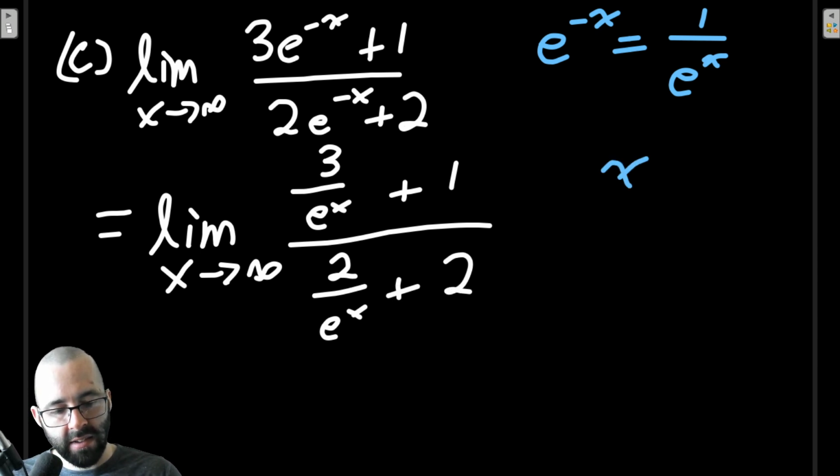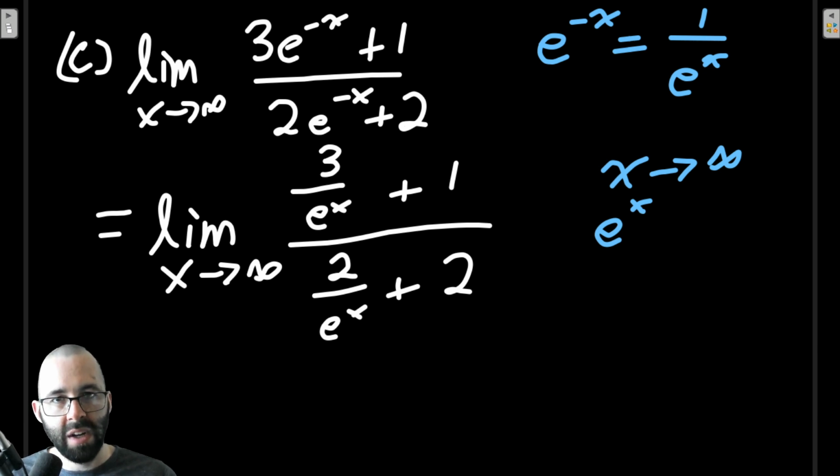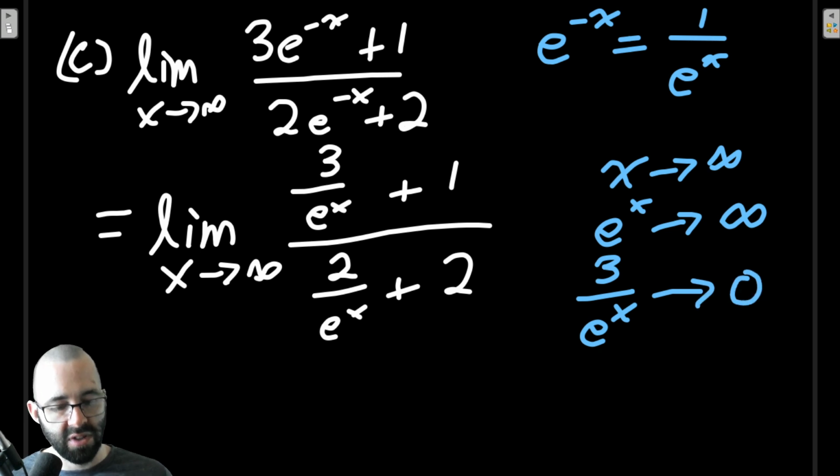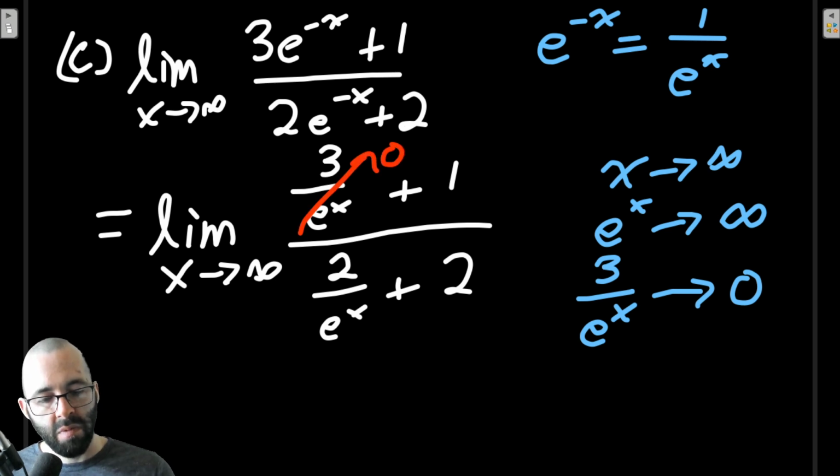Now, right, as x gets really big, e to the x, e, 2.718, etc., Euler's number, to a really, really big number, also gets really, really big. So 3 divided by a really, really big number goes to 0, just like in part A. And same with the other one, right? So this guy up here goes to 0. This guy over here goes to 0.